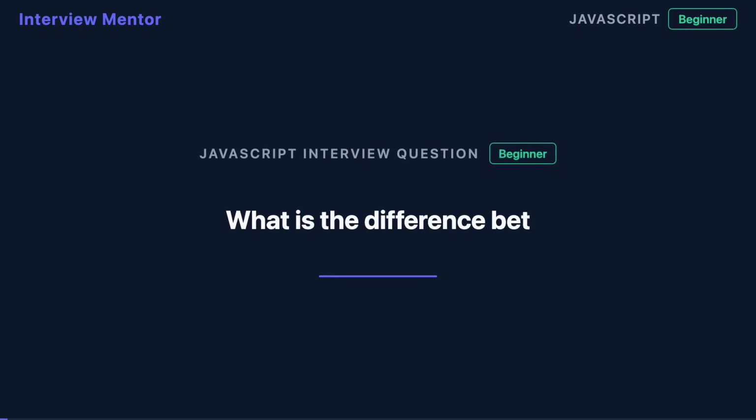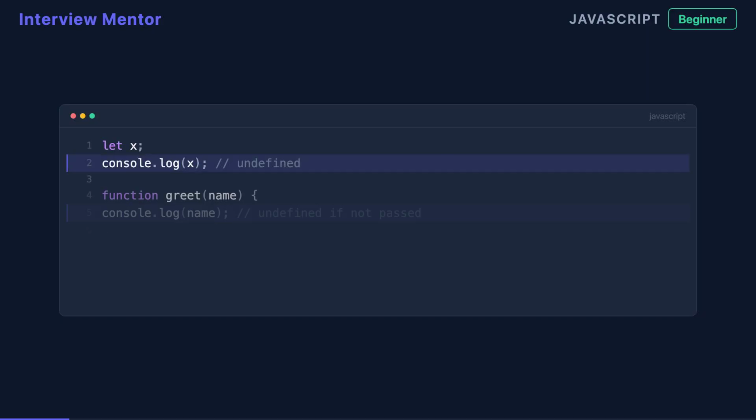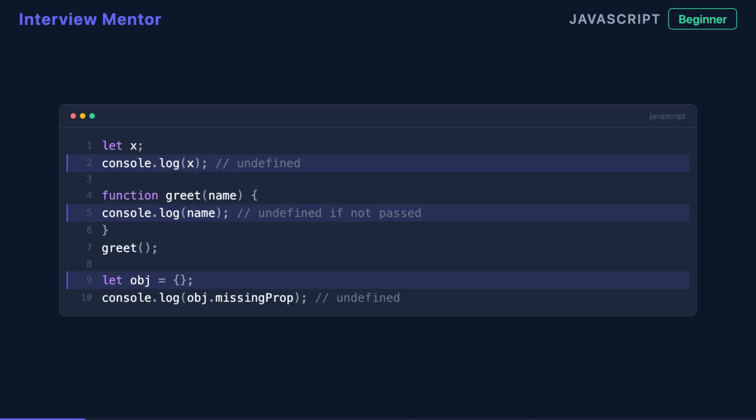In JavaScript, both null and undefined represent absence of value, but using them interchangeably is one of the most common beginner mistakes. Let's break down what makes them different. Undefined is JavaScript's way of saying a variable has been declared but hasn't been assigned a value yet.